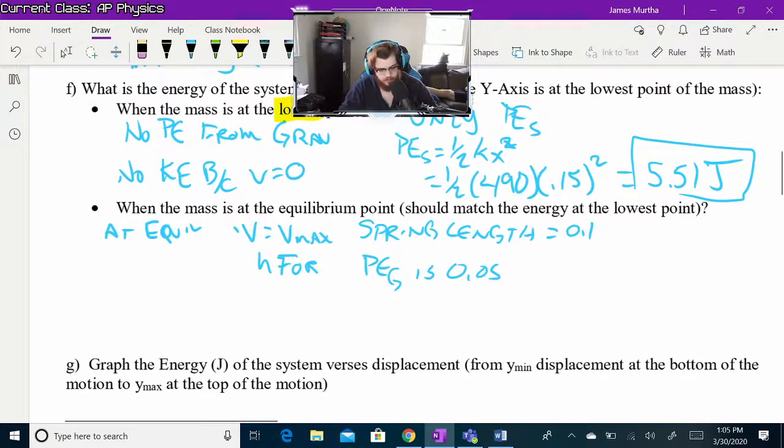So now we get to do the fun part. So we got to find out what our energy is equal to. So energy is going to be equal to mgh, right? We have that plus 1/2 mv squared. And then we also have our spring, which is 1/2 kx squared.